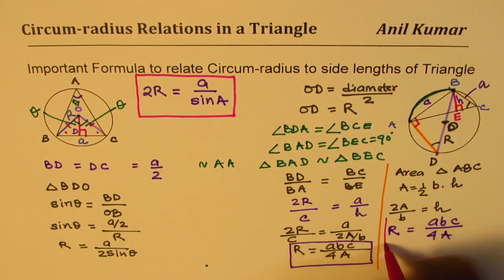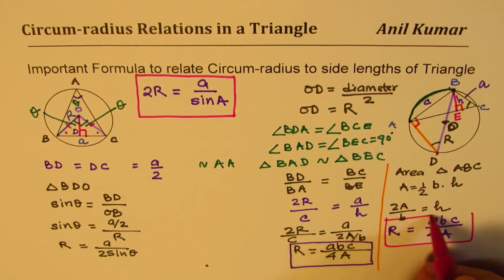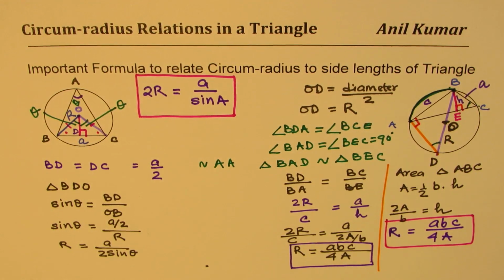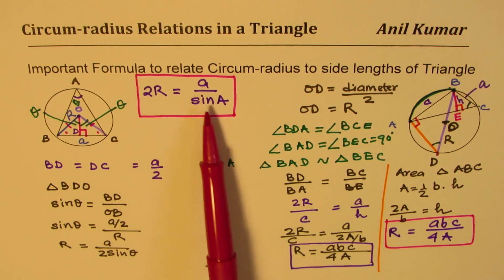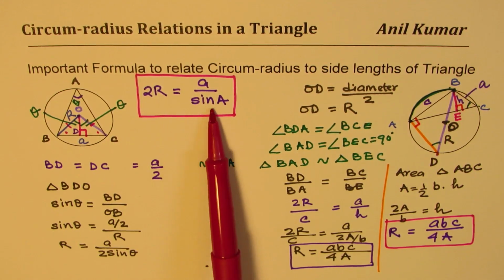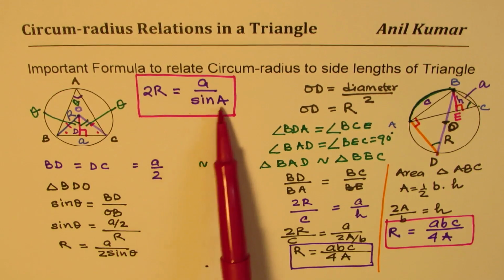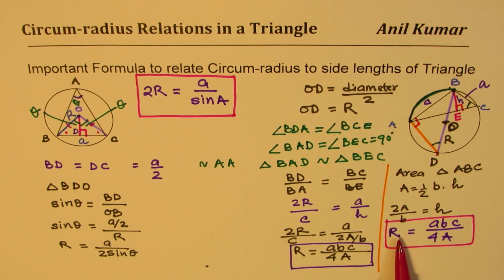So these are two very important formulas to find the circumradius when we are solving questions related to triangles and circles. I hope their derivation is absolutely clear, and it's easy to remember that twice the radius is a over sine A. That is a sine law kind of portion, right? Twice the radius, and if you know angle C, it could be c over sine C. In this case, the circumradius is equal to the product of all the three sides divided by 4 times the area. Perfect. So that is how we relate them. I hope you find them useful.